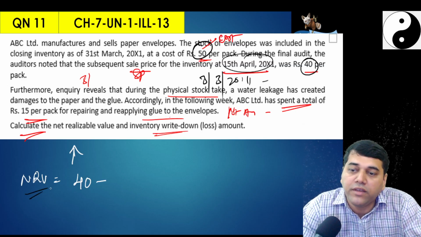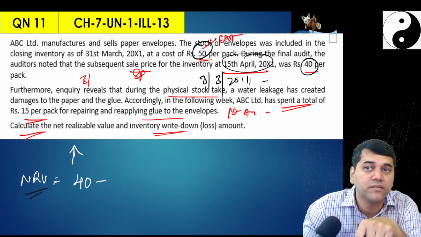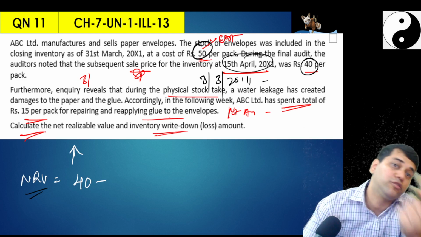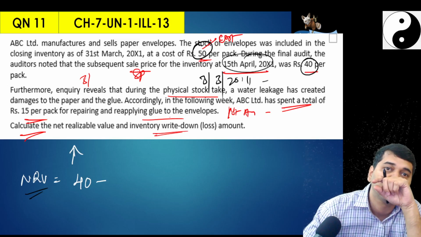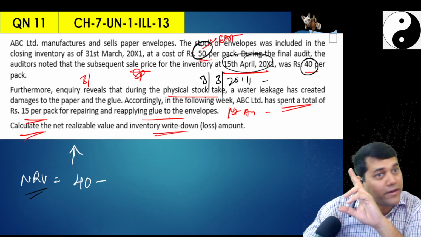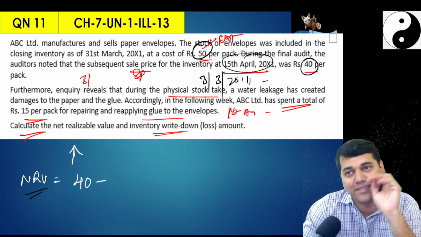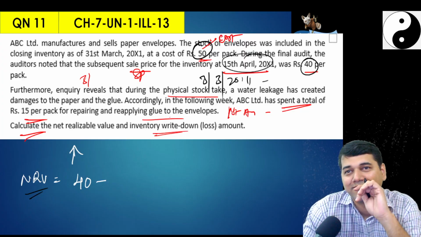So what is your NRV? Now, is it a subsequent event? Or will you take the price of 31st March only? Will you consider this 40 for valuation of inventory on 31st March? Is it a subsequent event?